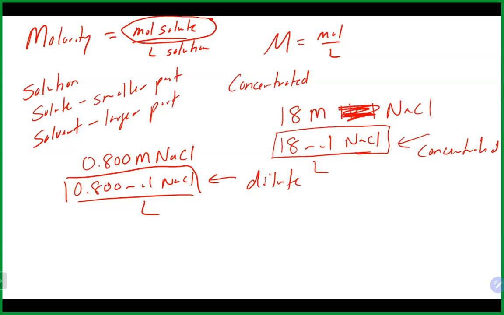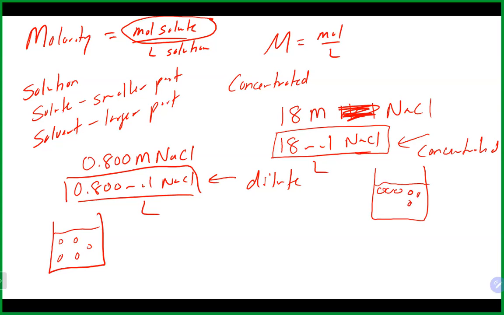So if you visually looked at it, if these circles were the sodium ions and the chloride ions, you would have maybe some of those floating around in there. As opposed to, say, this one, and we'll assume this was the same volume, you would have a lot more of those ions floating around in solution, right? So it's a lot more concentrated. So that's really the difference when we talk about concentrated and dilute solutions.